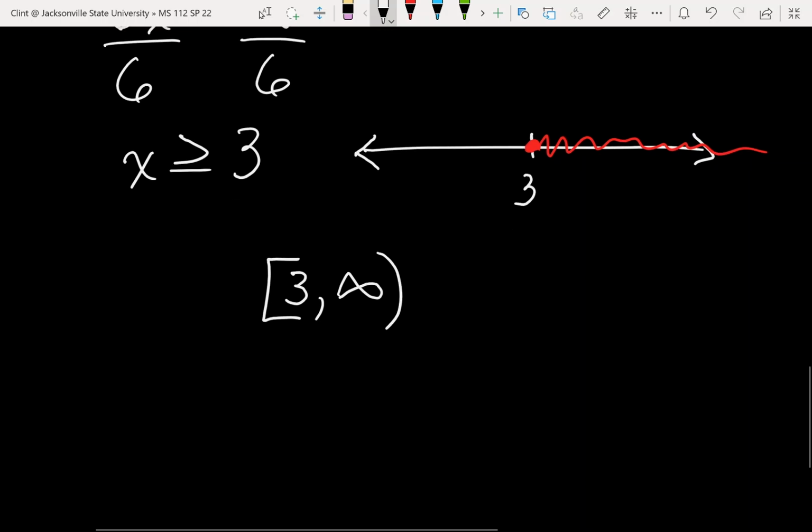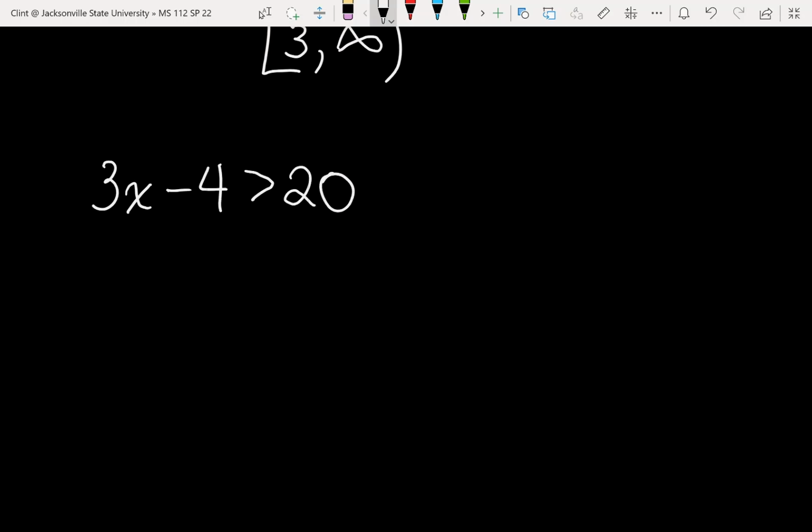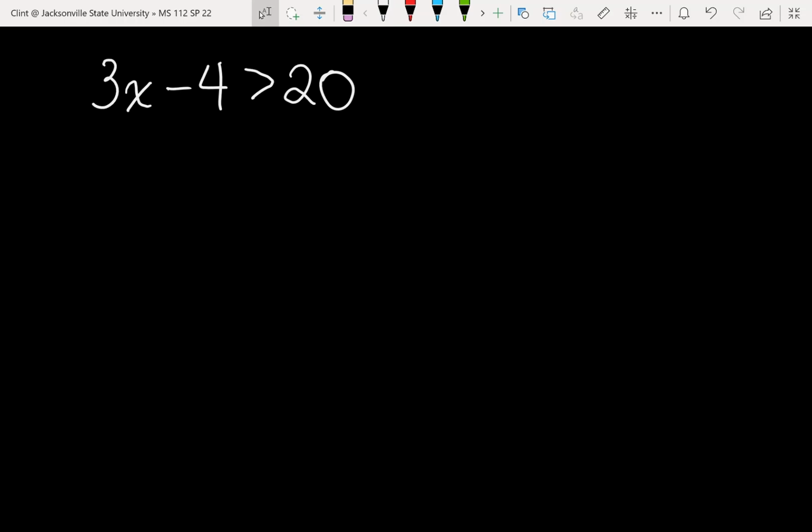Look at another one. Then we'll have to do a little bit more work to solve. Just use our rules like it's an equal sign. So go ahead, add 4 to both sides. 3x is greater than 24. And divide both sides by 3. X is greater than 8.